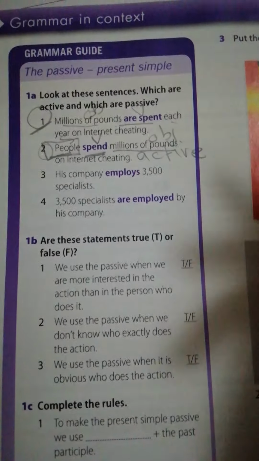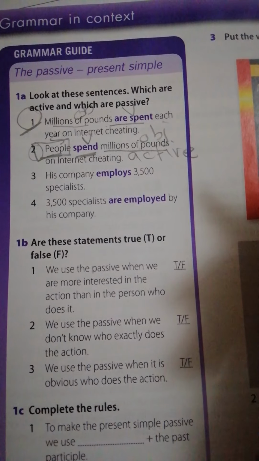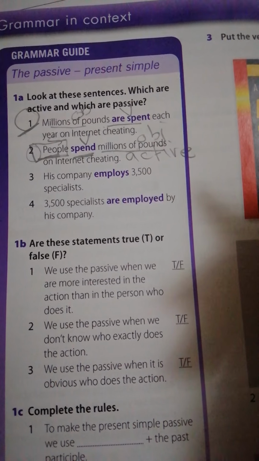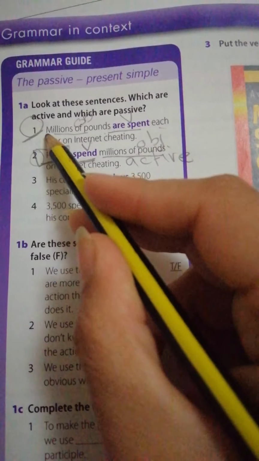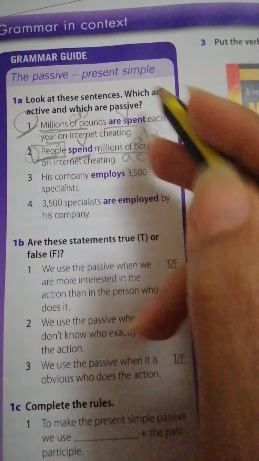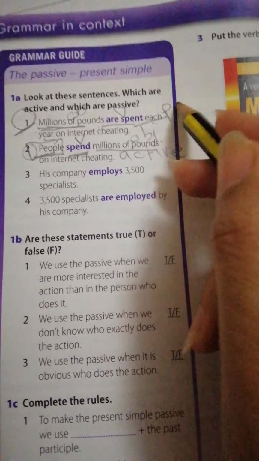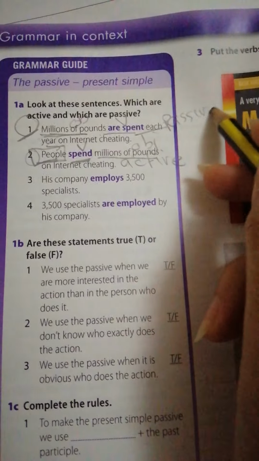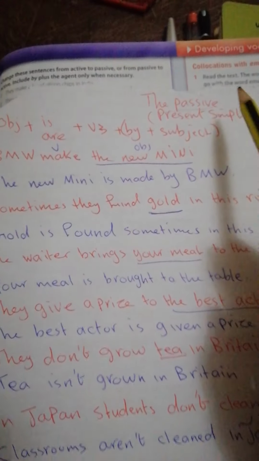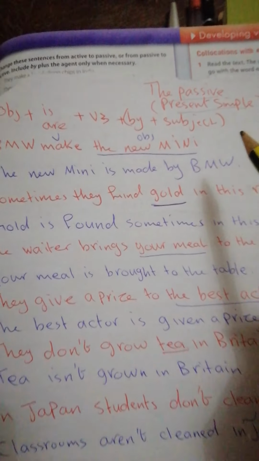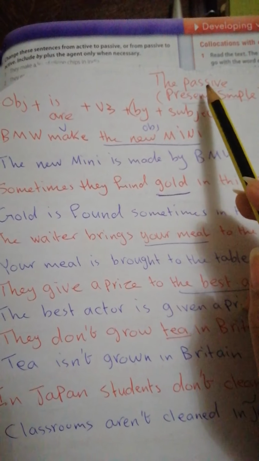In sentence number 1, we don't know who actually spends millions of pounds because we don't have the subject here. We have the object, and that's why we call this a passive sentence. Now, what is the rule of the passive sentence in present simple? How can we change from active to passive?